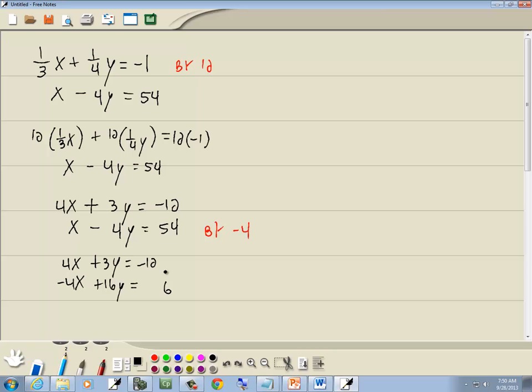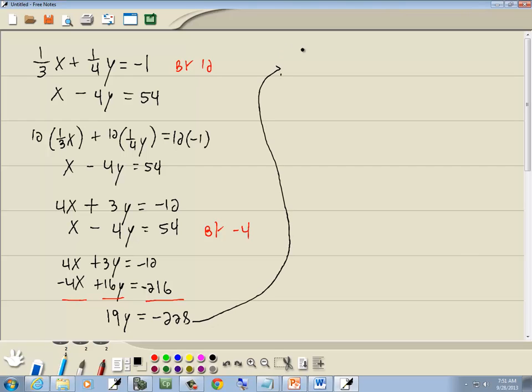So -4 times 54 gives us -216. It's kind of nasty. And now we're ready to add these. 4x minus 4x drops away. 3y plus 16y is 19y. -12 plus negative 216 is -228.